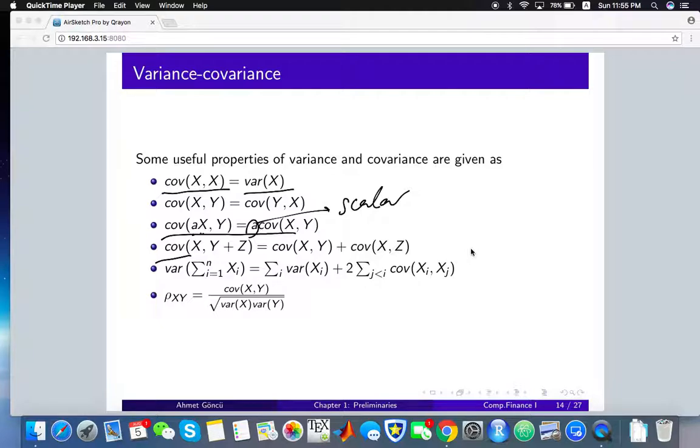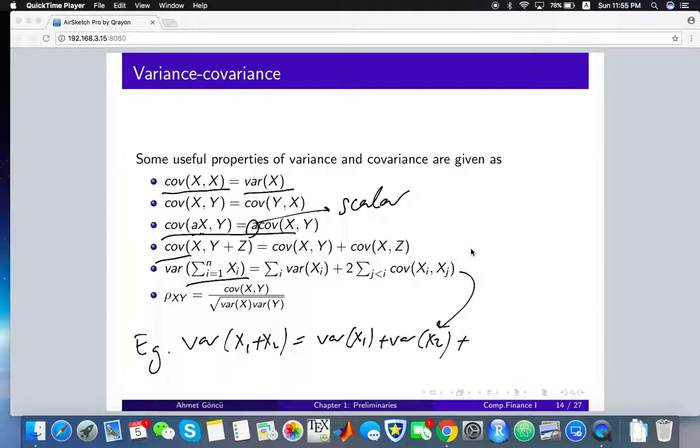And the fifth property is about the variance of a sum of random variables xi. Let's do a small example here. If we are talking about the variance of x1 plus x2, what we are saying is you will first sum the variance of each of these individual random variables. So that will give us the variance of x1 plus the variance of x2. And then in our simple case, we only have one cross term. That's going to be the covariance of x1 and x2.